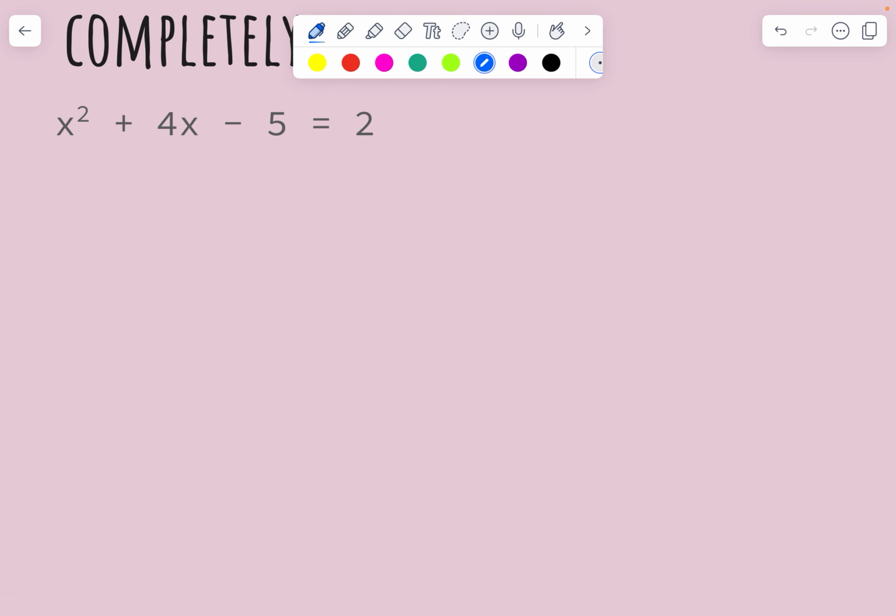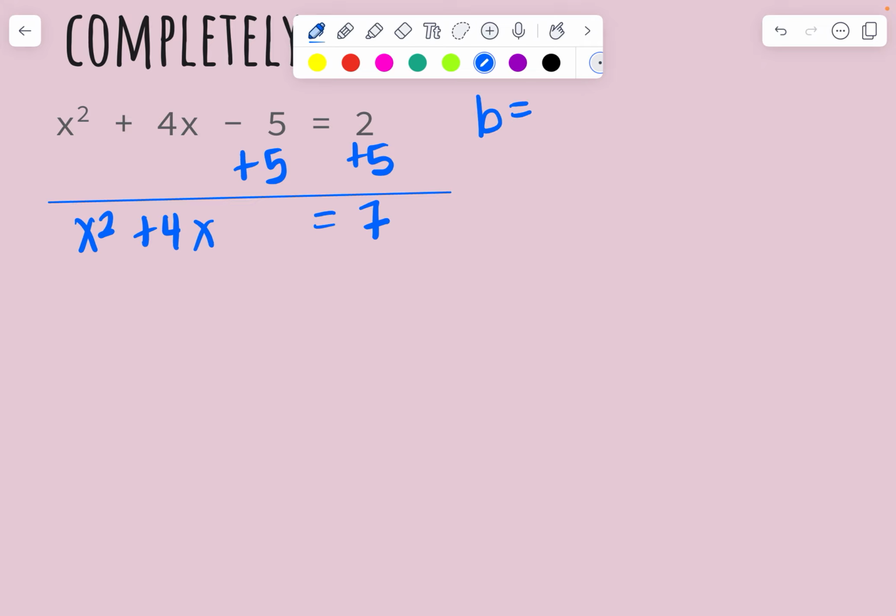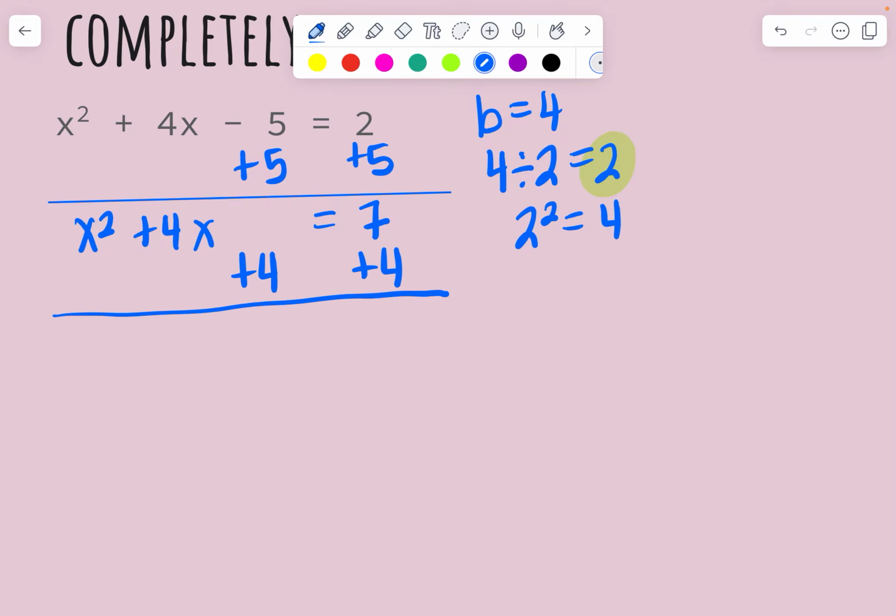All right, this one, we get rid of c, so we'll add 5 to both sides. So then we have x squared plus 4x equals 7. So b is 4. 4 divided by 2 is 2. That's going to be our magic number. 2 squared is 4. So we'll add that to both sides. Then we have x squared plus 4x plus 4 equals 11.